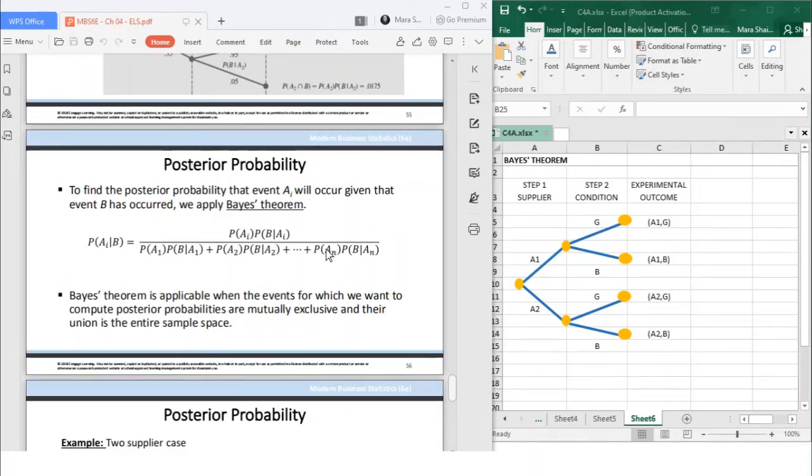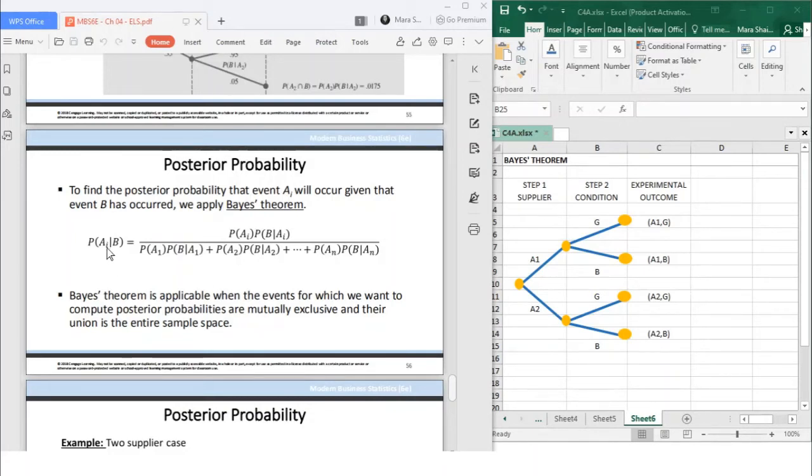To find the posterior probability that event A will occur given that event B has occurred, we simply apply Bayes theorem. Bayes theorem is applicable when the events for which we want to compute posterior probabilities are mutually exclusive and their union is the entire sample space. Only then is Bayes theorem applicable.